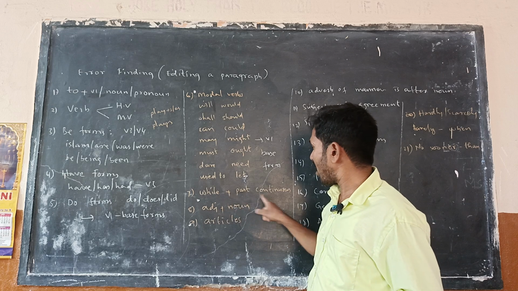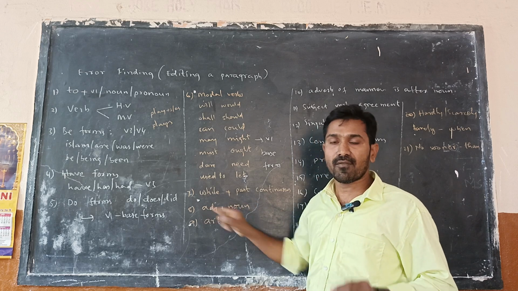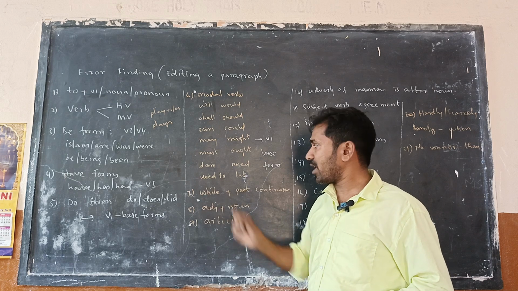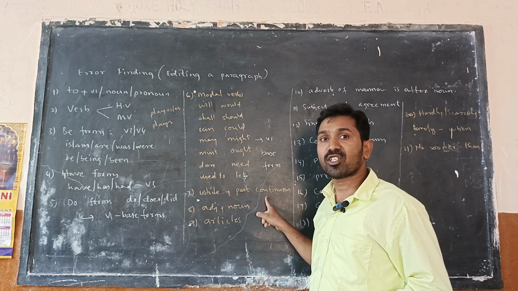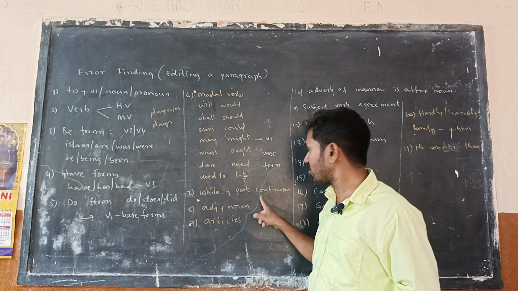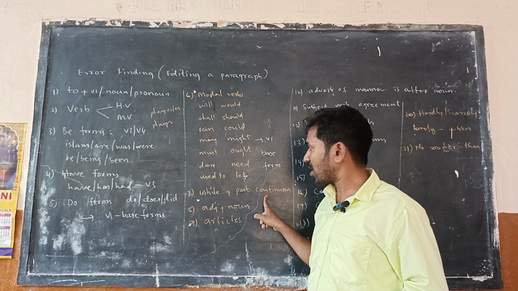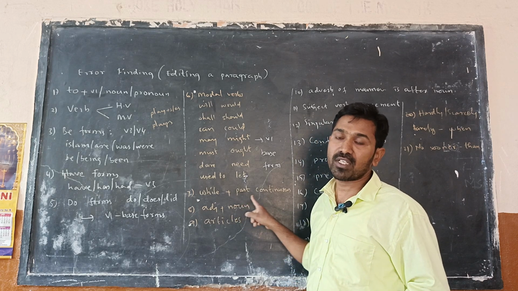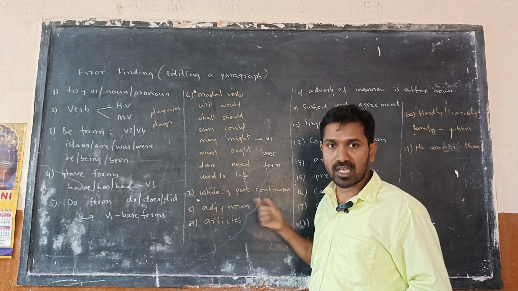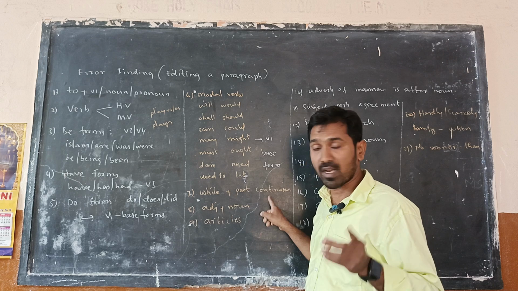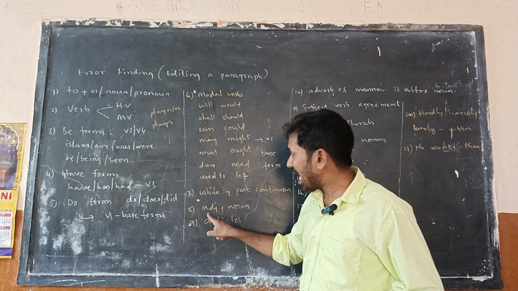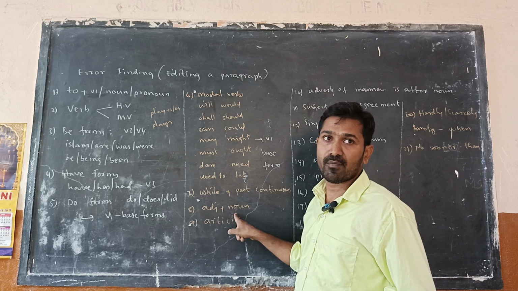Next, while, past continuous. "While" is a word; if at all you find "while", blindly you can write past continuous. After while, what should be there? Past continuous tense should be used. Past continuous structure is was or were plus V4. That type of structure should be there after while. In case any wrong structure is given, then you will have to correct that. Next, adjective plus noun. Generally, adjective plus noun should be written.